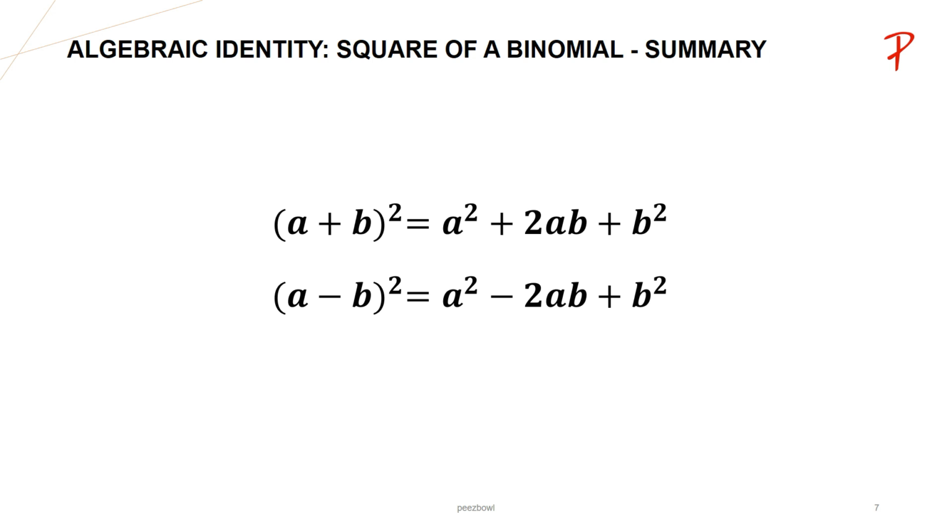Okay, to sum up, we have seen that a plus b whole square is equal to a square plus 2ab plus b square, and a minus b whole square is equal to a square minus 2ab plus b square. We have seen relevant examples also. So these identities help in mental math, algebraic simplification and solving equations faster. Keep practicing with different values, right?